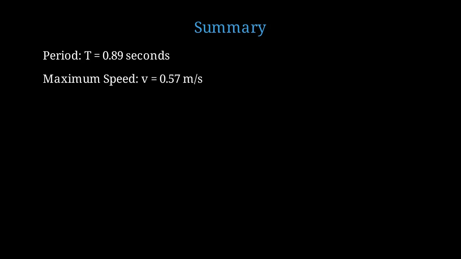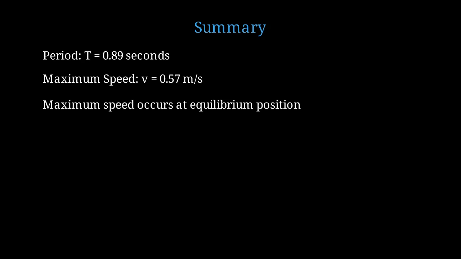Let's summarize our complete solution to this spring oscillation problem. The period of oscillation is 0.89 seconds. The maximum speed is 0.57 meters per second. This maximum speed occurs as the mass passes through the equilibrium position. The key formulas are T equals 2 pi times square root of m over k, and Vmax equals A times square root of k over m.